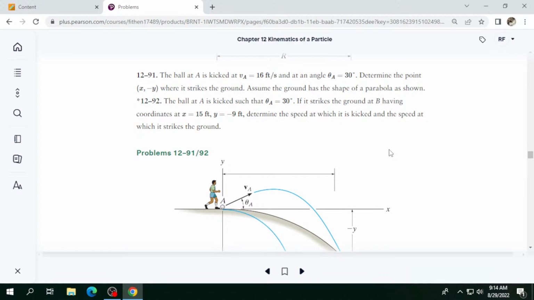And so now I'm going to put them in with their symbols without their numbers. So 16 sine 30 over 16 cosine 30, x minus 32.2 over 2 times x squared over 16 cosine 30 squared. That would be the equation of this curve.